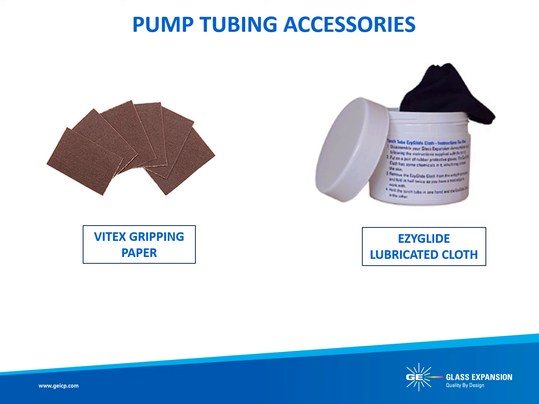Additionally, it is well known that peristaltic pump tubing wears out over time. You can slow the rate at which the pump tubing wears by lubricating the pump rollers with the Easy Glide cloth. This simple maintenance step improves precision, reduces drift, and extends the period between recalibrations.